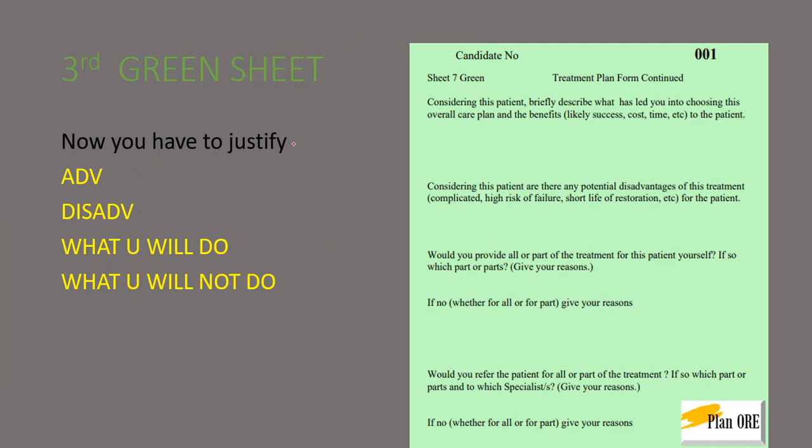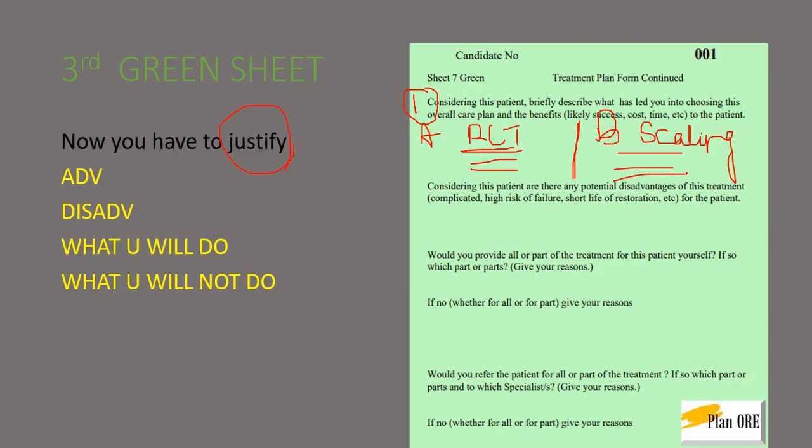This is the third green sheet where now you need to justify your treatment plan. So the first question talks about what are the advantages of your treatment plan? Now probably you have two main diagnoses depending upon the two chief complaints of the patient. So you have two preferred definitive treatments. For example, you have RCT for the apical periodontitis and you have scaling for his gingivitis. So you will divide your question into two parts. Write the advantages of the first preferred definitive and the advantages of the second preferred definitive.